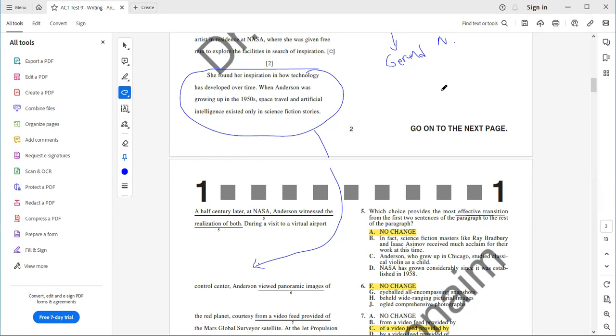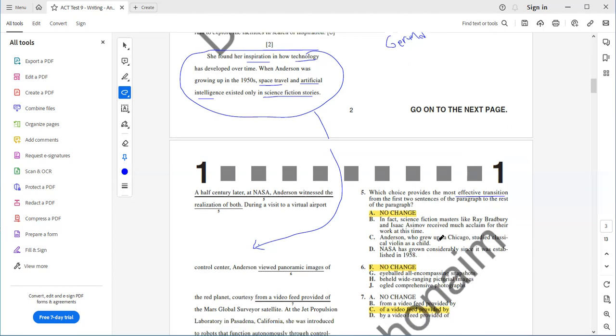She found her inspiration in how technology has developed over time. When Anderson was growing up in the 1950s, space travel and artificial intelligence existed only in science fiction stories. Okay, let's find the keywords first that we are going to depend on in these two sentences. Let's go here and depend on that one.